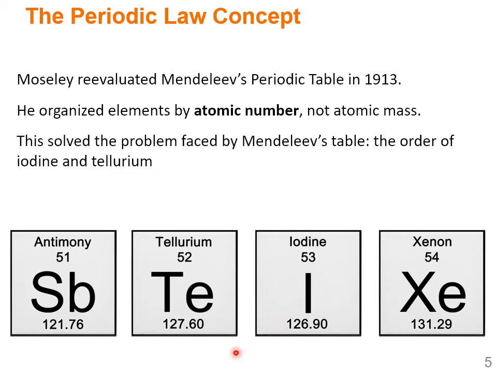iodine has a smaller atomic mass than tellurium. So according to Mendeleev's original idea, iodine must come before tellurium. However, when you look at the properties, they must be in the order of tellurium then iodine. So this dilemma was solved by organizing the elements by atomic number. The atomic number of tellurium is 52. Atomic number of iodine is 53. And putting them in the right order, arranging by atomic number, finalized the periodic table and put it into the form that we use today.